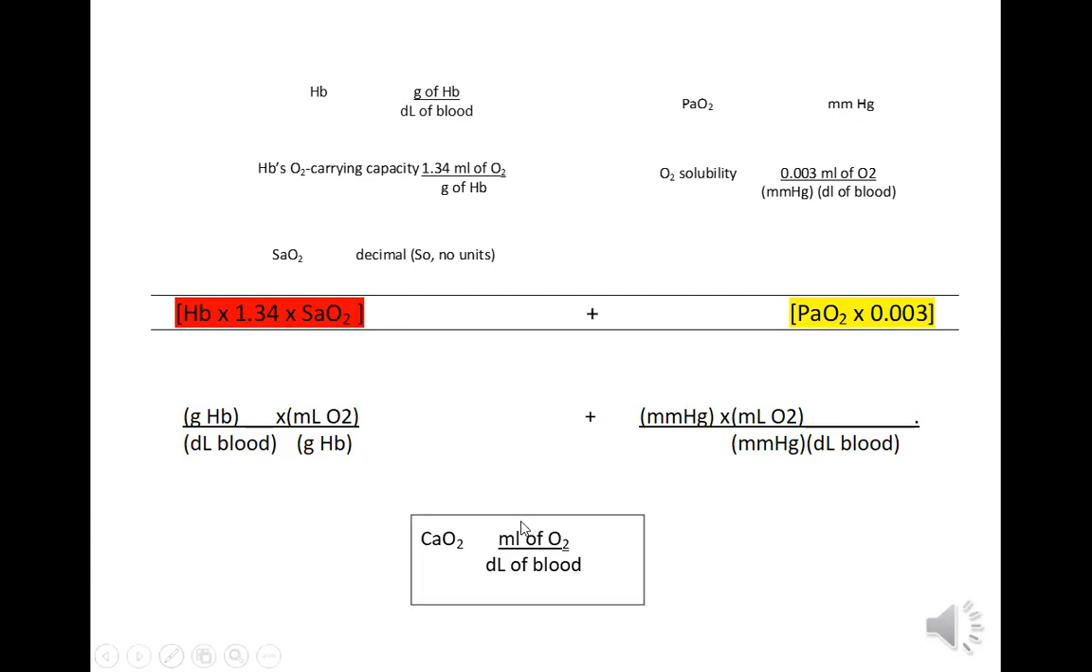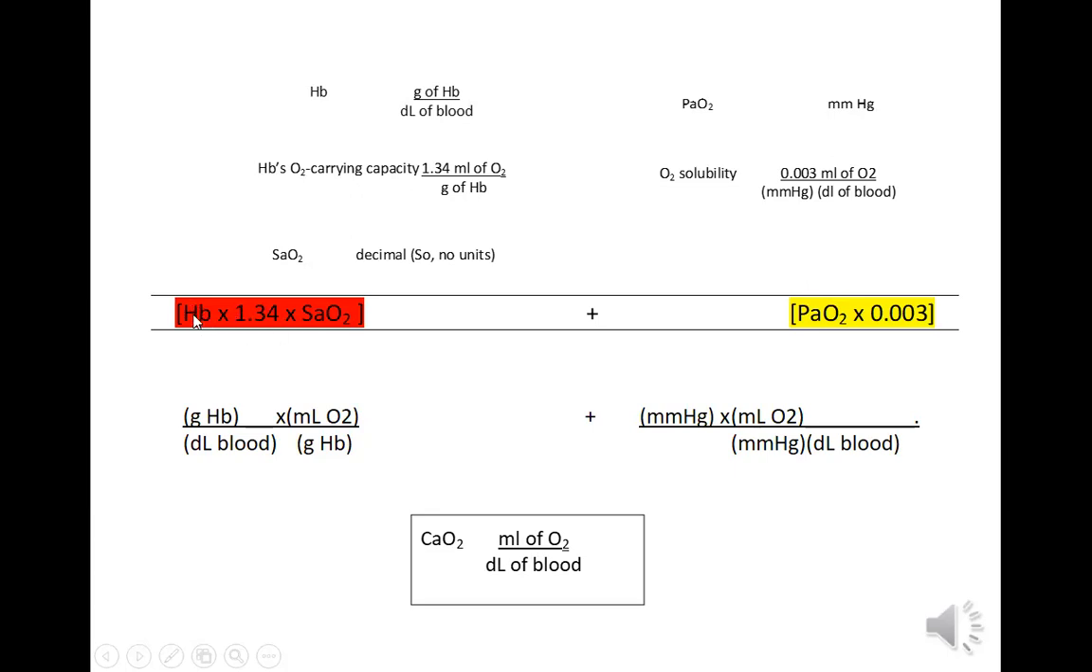So again, the first thing you should know is that the units for CaO2, which is the absolute content of oxygen in 1 deciliter of blood, are milliliters of oxygen per deciliter of blood. And here it is again. It's basically plugging in the numbers.